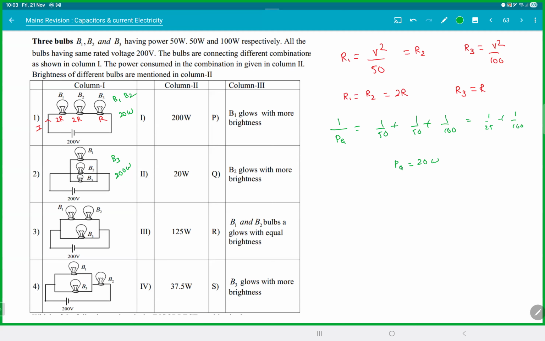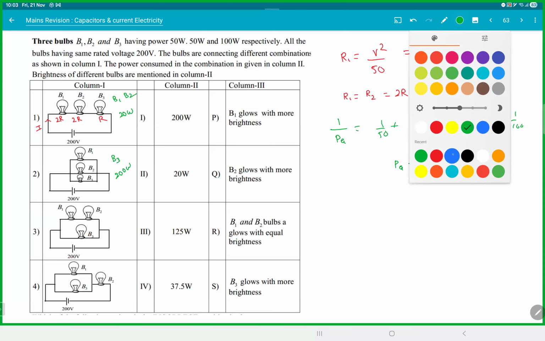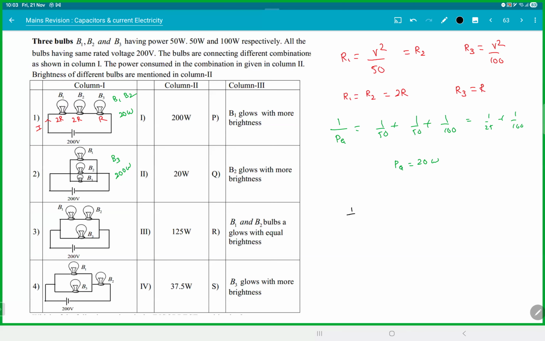Let's see. What about the B3? That guy will be 1 by P1. B1, B2 both are 50-50 now, so they will act like 25. That is 25 and this is 100, so this is 125. And who will glow the brightest? B3 only. Because B1, B2 with the voltage will become 100. B3 has full voltage 200 and the wattage also is 100 watts. That was fine.